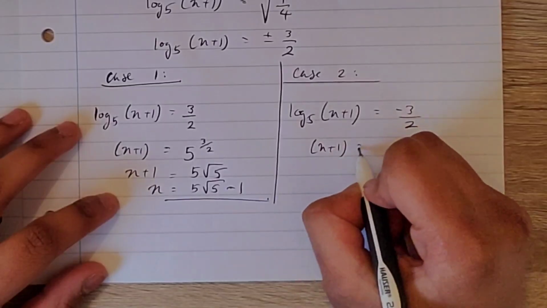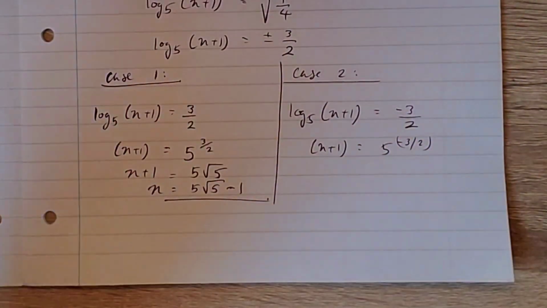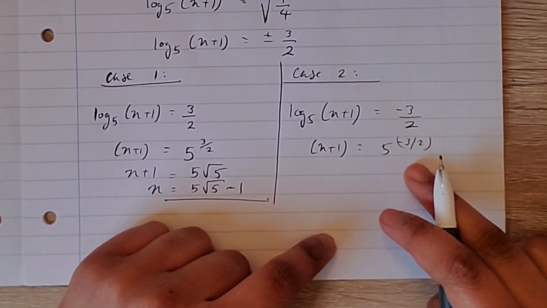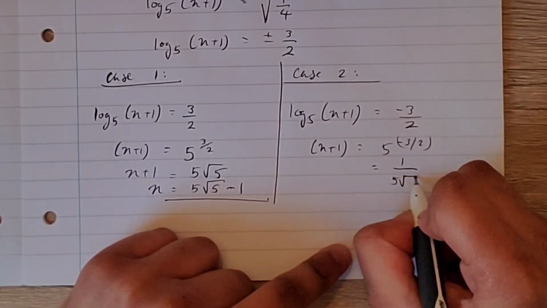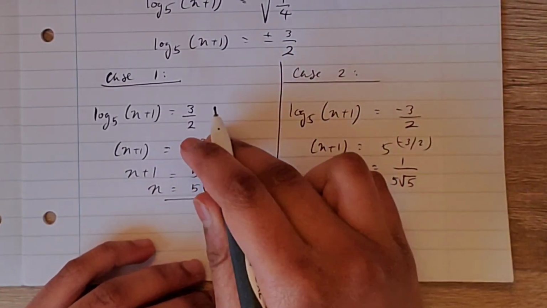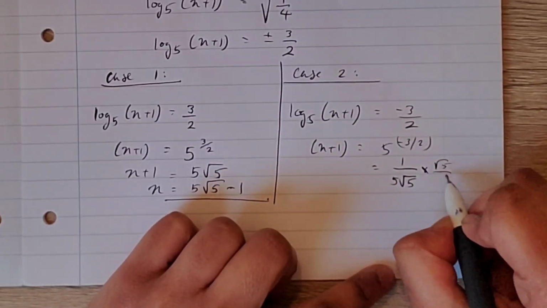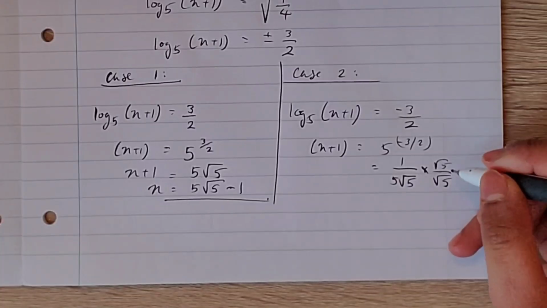This might be a little trickier, but it does make sense. So what would you do to this to rationalize it? Okay, so you've got that. This would be 1 over 5 root 5, being the inverse of that. What we're going to do is rationalize the denominator by timesing the numerator and the denominator by root 5.